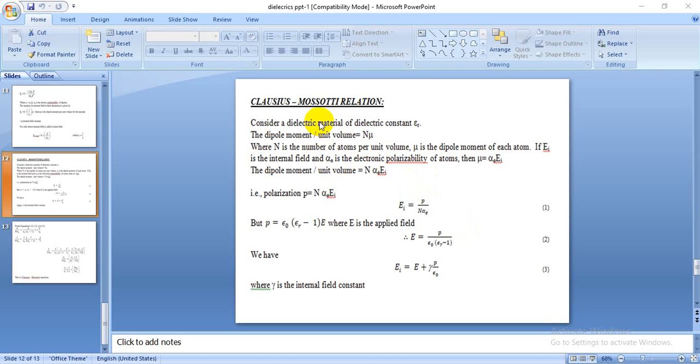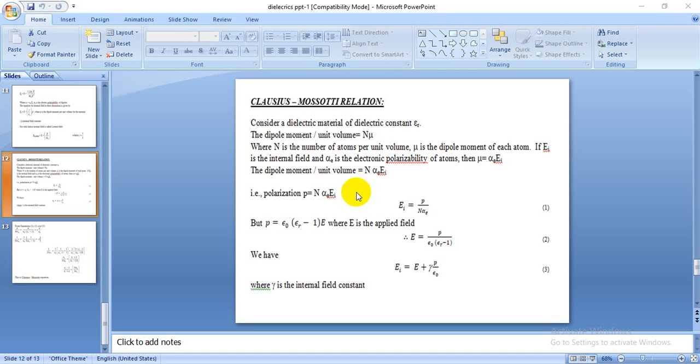In the previous video we discussed the derivation of the internal field, that is, the expression for the internal field for liquids and solids. Now the continuation of the expression for the internal field leads to the Clausius-Mossotti relation.